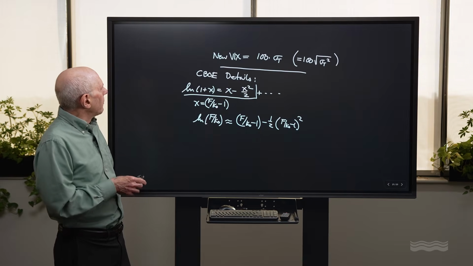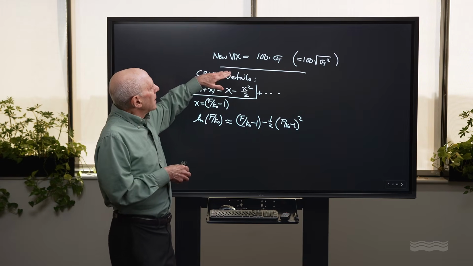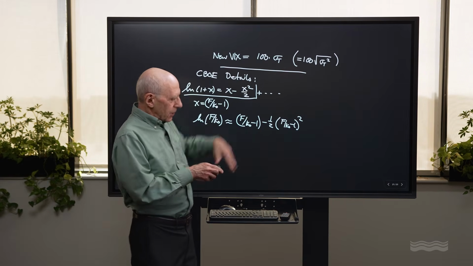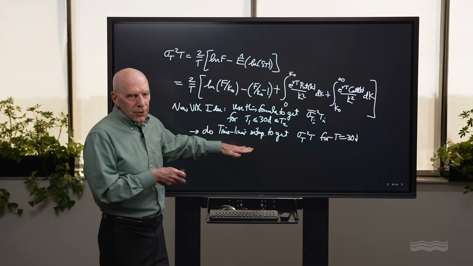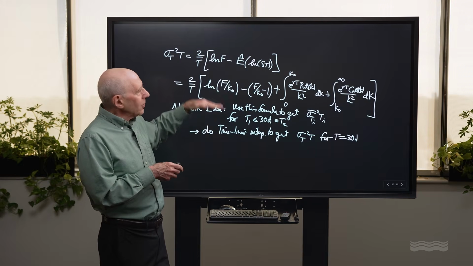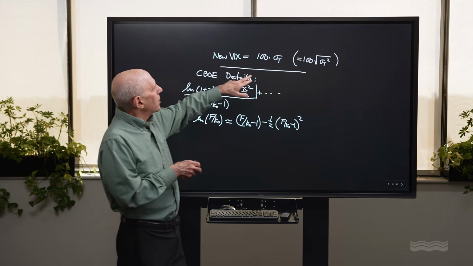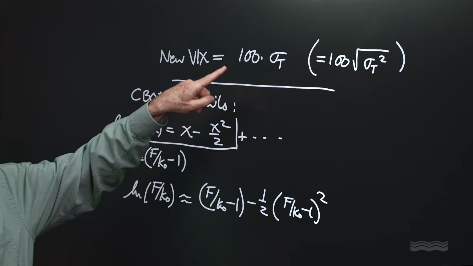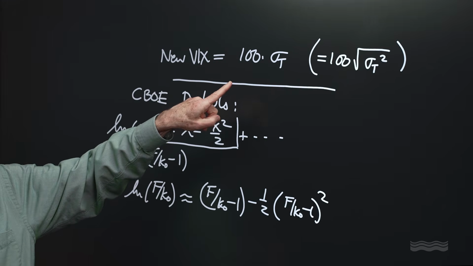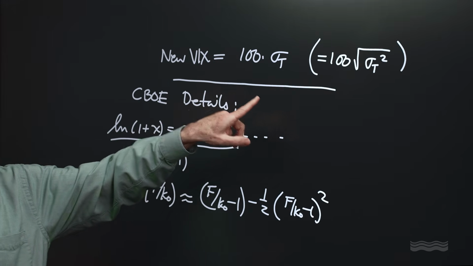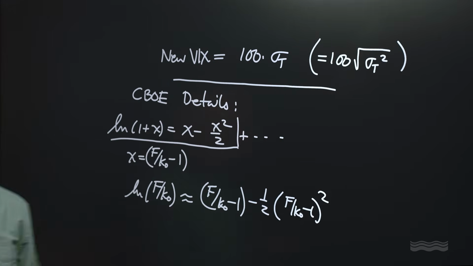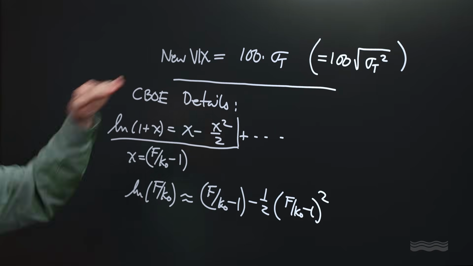So the new VIX is then 100 times sigma T. You just do the time linear interpolation just as we did in the old VIX, and then you solve that equation that gives you sigma T squared. You solve it for sigma T. And notice it involves 100 times the square root. So this is the new VIX.